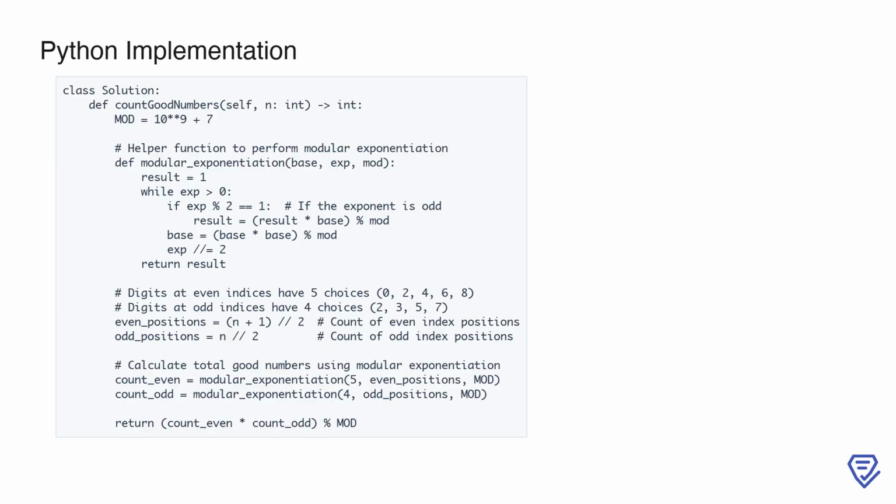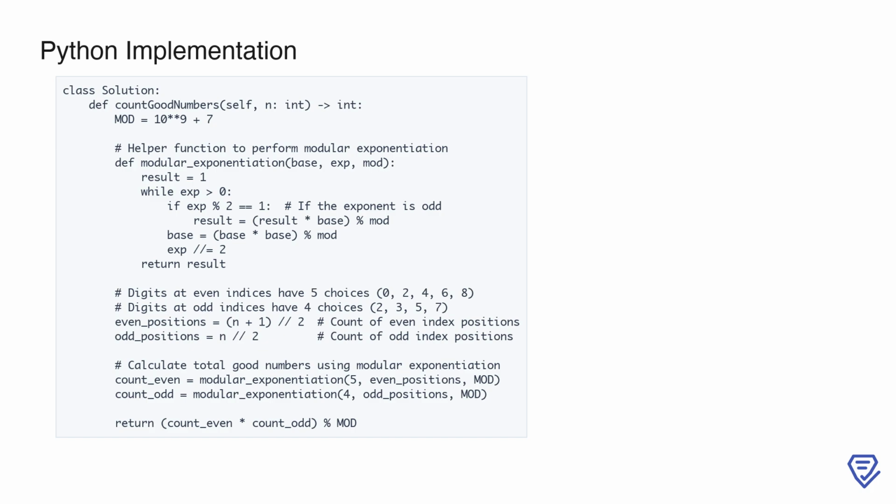Finally, we multiply these two values together and return the result modulo 10^9 + 7 to ensure the result fits within the constraints. This implementation is efficient, with a time complexity of log n, and handles the constraints effectively. By computing results for even and odd positions separately, it avoids the need to explicitly generate numbers, making it suitable for very large inputs.